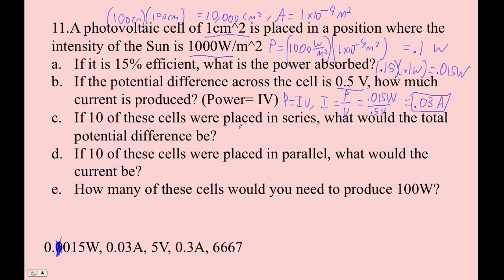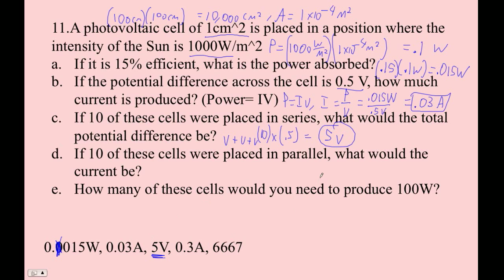Okay, if 10 of these cells are placed in series, what would the total potential difference be? Well, when you place them in series, they just add, V plus V plus V, right? So 10 times a half a volt, 10 times 0.5 volts, is equal to 5 volts. Yeah, that's our answer there.